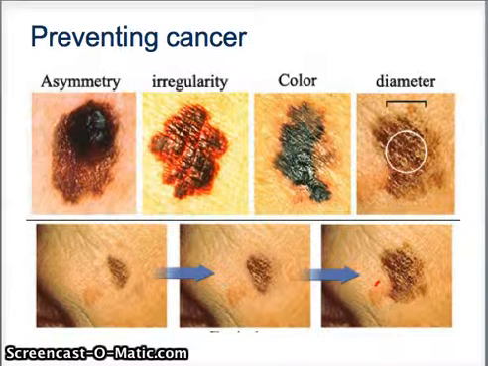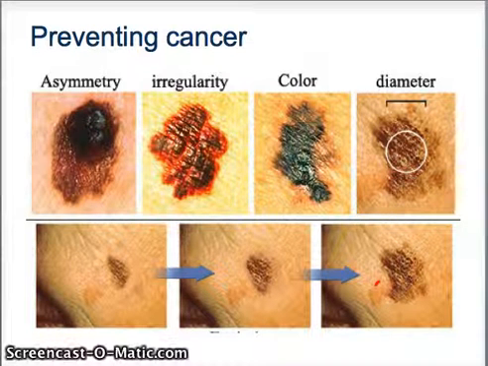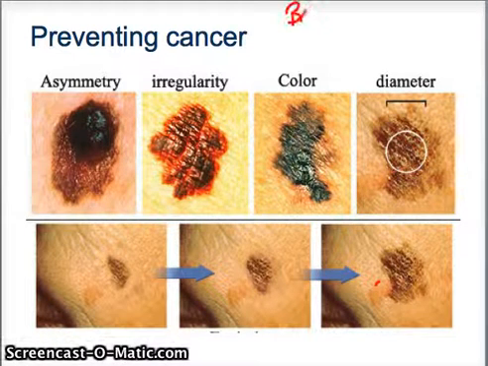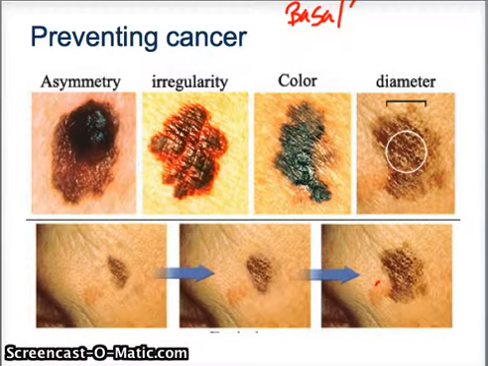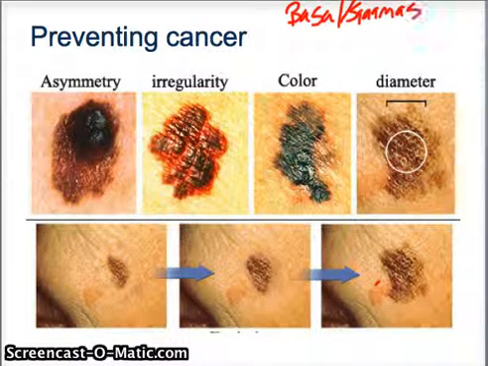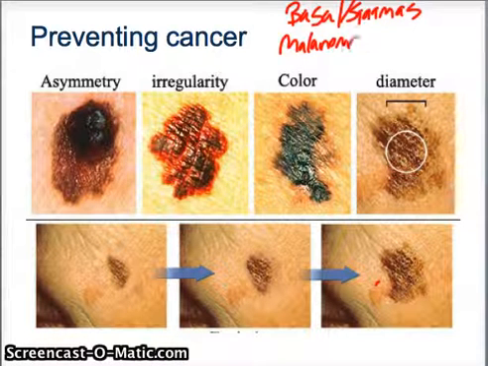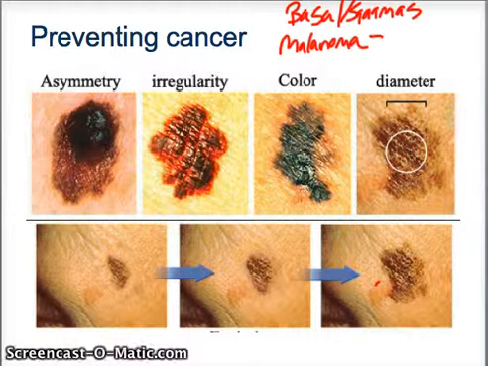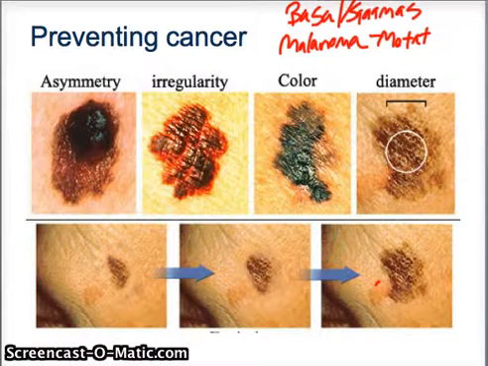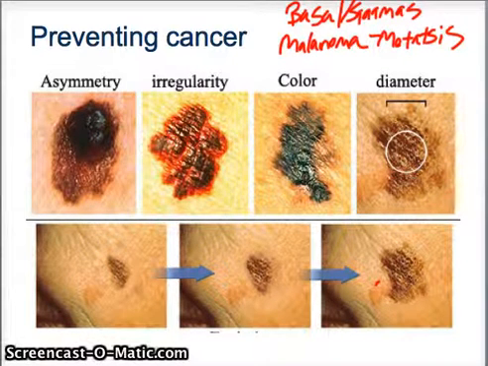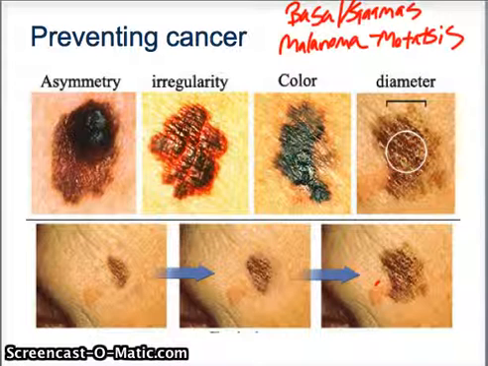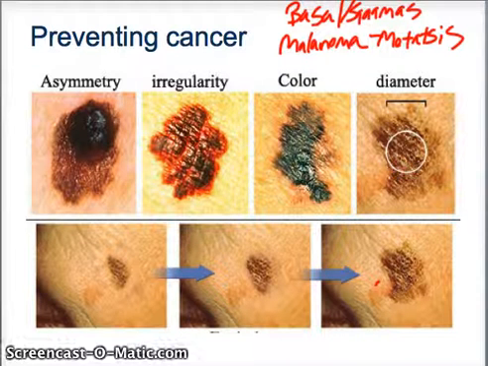So first let's look at the types of cancer here. There's basal and squamous. They're a little bit different just because they occur in different cells, but they're about the same thing. And then there's melanoma. Melanomas will metastasize or spread. So they go through metastasis, so they're more dangerous, whereas the basal and squamous usually don't spread very much.